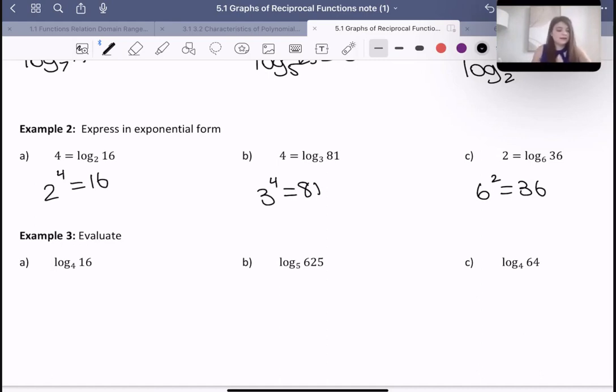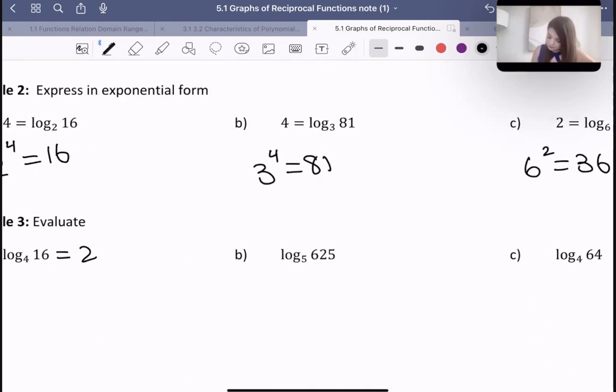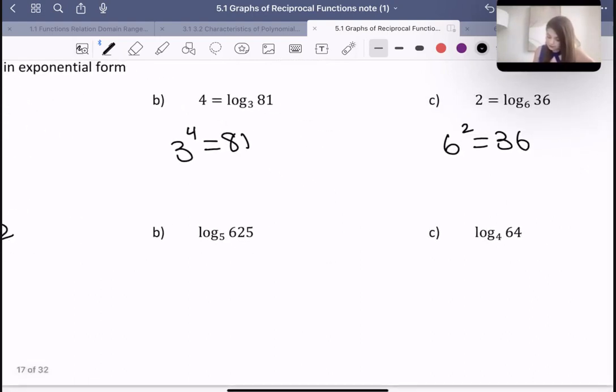All right, and next I have us actually go on and evaluate these logarithms. So let's do that as well. This one is log base 4 of 16. So the question we have to ask ourselves is, 4 to the power of what is 16? Well, 4 to the power of 2 is 16, so the answer is 2. For this one, log with the base 5 of 625, that means 5 to the power of what is 625? Well, 5 to the power of 4 is 625, so our answer is 4. And then for this one, log with the base 4, 4 to the power of what is 64? Well, 4 cubed, or 4 to the power of 3, is 64. So there we go.